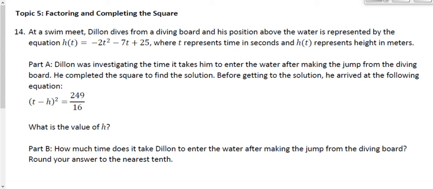We are at a swim meet and Dylan dives from a diving board, and this equation here, h of t = negative 2t squared minus 7t plus 25, represents his height above the water, his position. So t is measuring seconds and h of t is talking about his height in meters. Part A is asking us to figure out what this h value is. It says that Dylan is investigating the time it takes him to get to the water, and he's using completing the square.